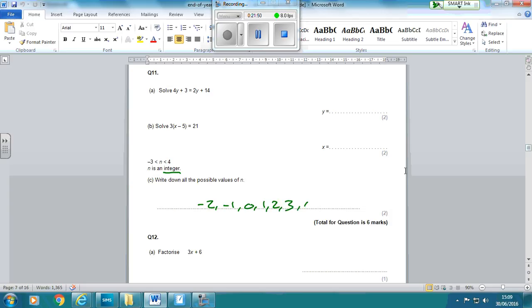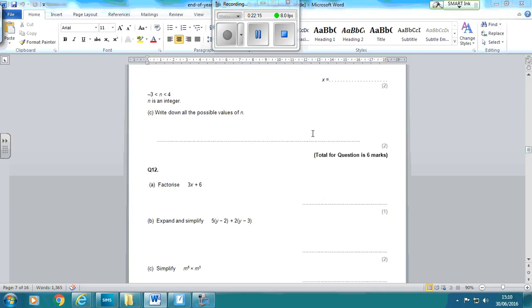Now sometimes we'd include 4, but that's only if there's a line under. So if it said less than or equal to 4 like that, we'd include 4. But because this time it doesn't have that line underneath, it just says it is strictly less than 4, we can't have 4 there. So it's all the numbers that are in between minus 3 and 4.